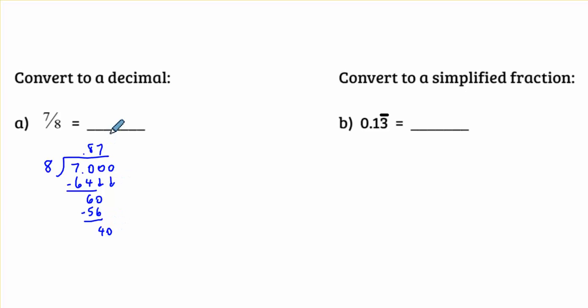And luckily for us, this works out evenly right here. 5 times 8 is 40. And so we don't have to keep going. That is our answer, 875 thousandths.